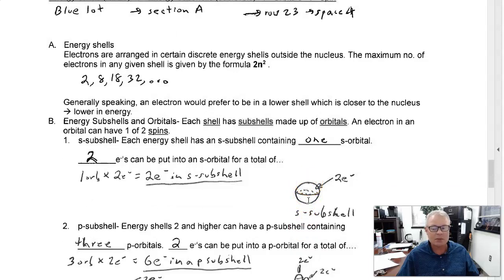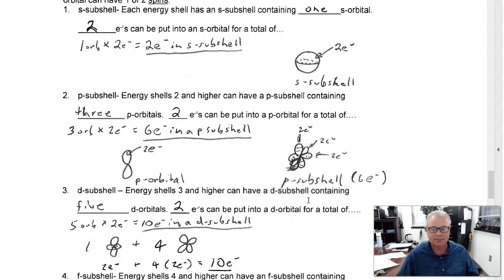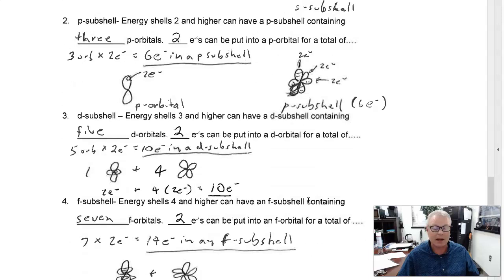So when you think s subshell, think spherical in shape, and 1s is smaller than a 2s, which is smaller than a 3s, and so on and so forth. But same basic shape. Okay? All right. Well, what's next?